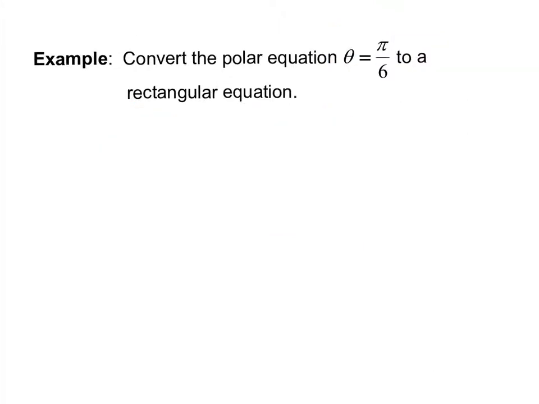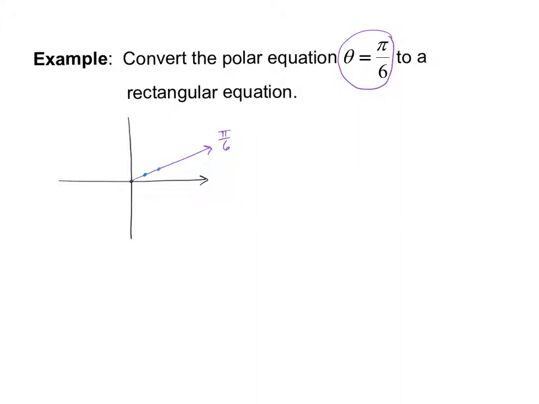Okay, let's take a look at theta equals pi over 6. It doesn't tell us anything about r, but it tells us that the angle is pi over 6. So let's take a look at just what it would look like if I drew the polar axis. Here's my polar axis, here's my pole. If the angle is pi over 6, that's about right there. So this is pi over 6. Now, if r can be anything, let's say r is 1. That would be roughly this point.